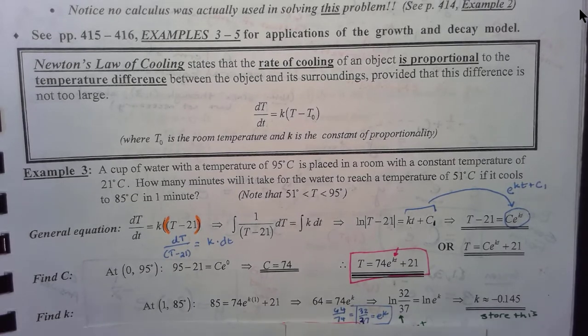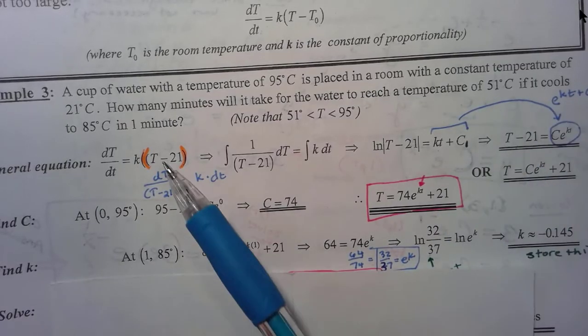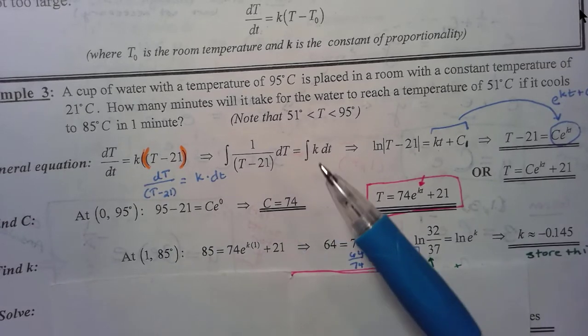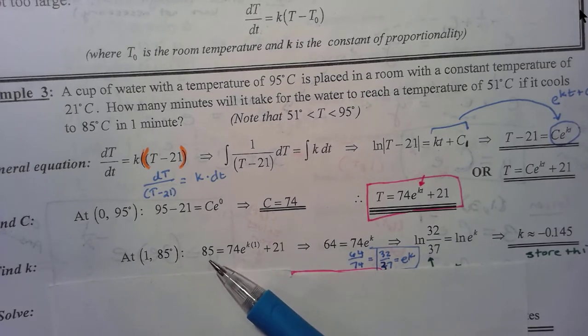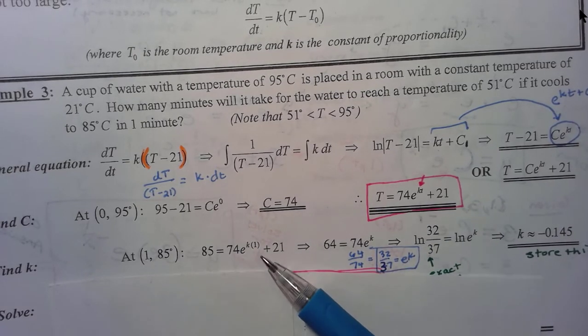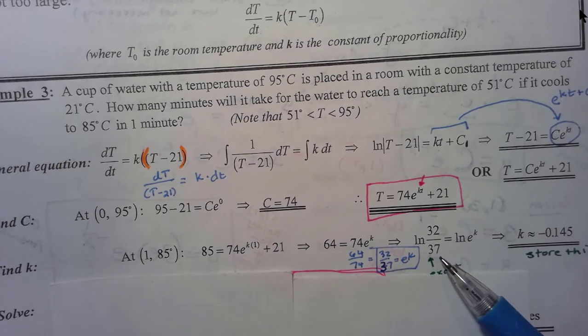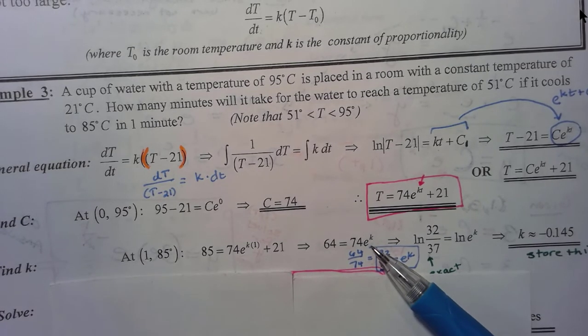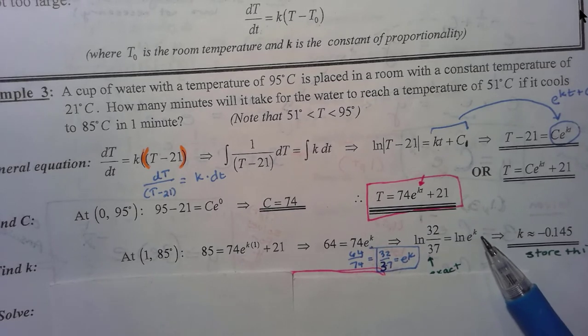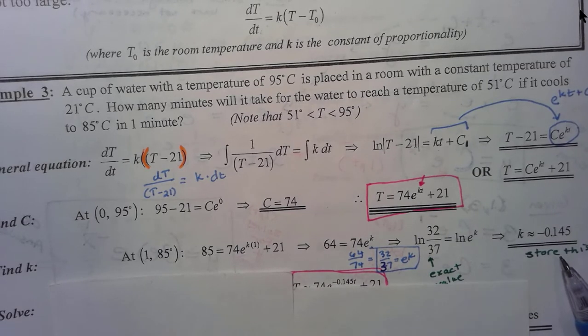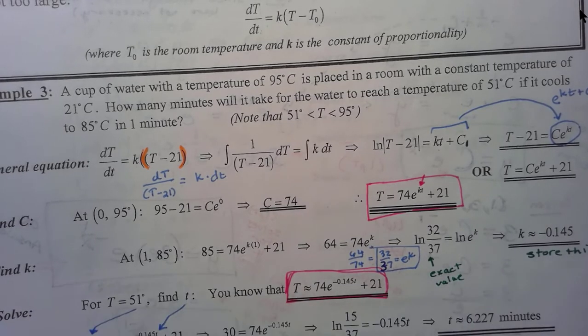Now we're going to find k using the other information, 1 minute to 85 degrees, substituting 1 for t and 85 for capital T for temperature. You want to get everything into this form, and that's 64 over 74, which does reduce to 32 over 37. Now we're solving for k, so we have to take the log of both sides. So we get k to be negative 0.145 and a bunch of other decimals, so we're going to store that.